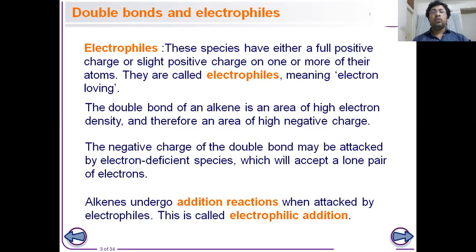Okay, so now the question is why the electrophile will attack alkene. We know that alkene has a carbon-carbon double bond, and due to the presence of the double bond, alkene is a very high electron density molecule. So electrophile will attack the alkenes and will perform electrophilic addition reaction. Okay, let me show the next slide.